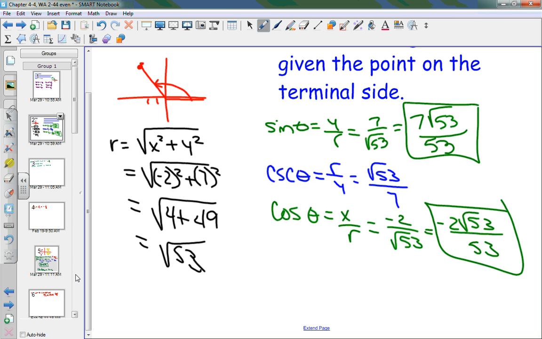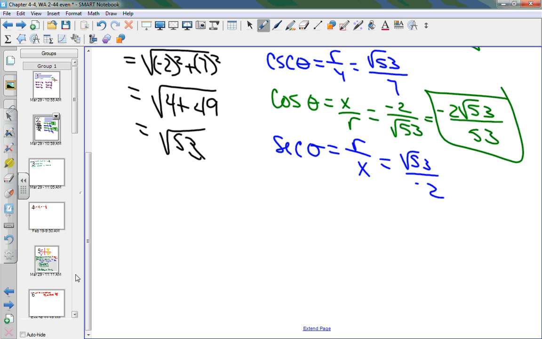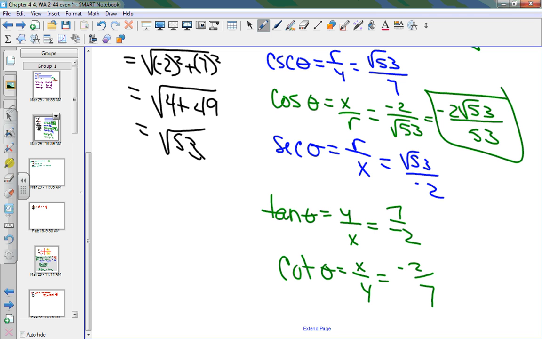Do I know cosine? Yes, so I know secant. So that's the square root of 53 over negative 2. Okay, so now what's the last one I need to know? Tangent. What's the tangent? Y over x. That hasn't changed. So that's 7 over negative 2. Do I like that? Yep. How about the cotangent? X over y, which is negative 2 over 7.